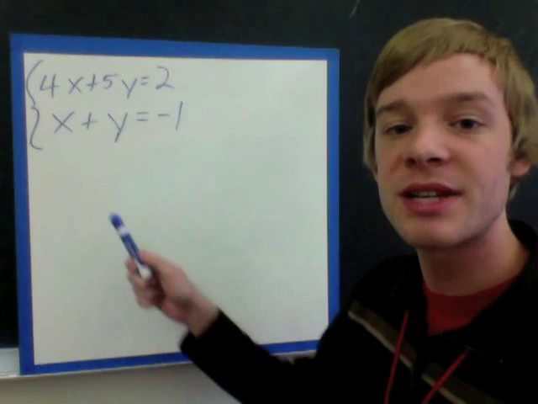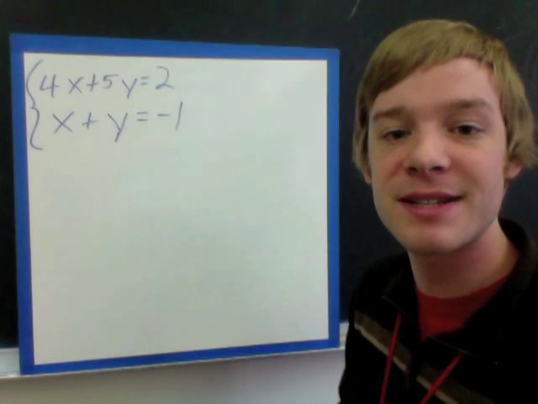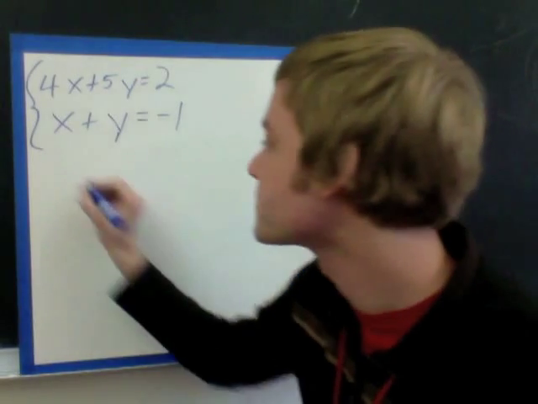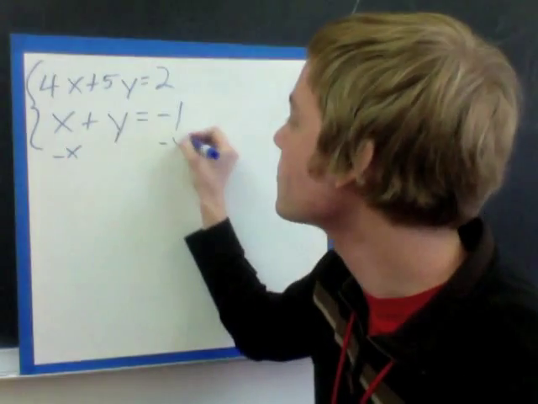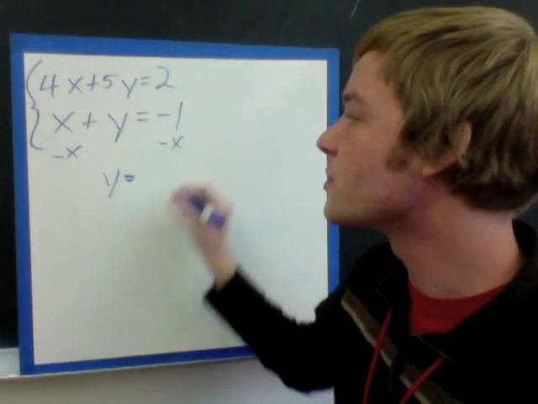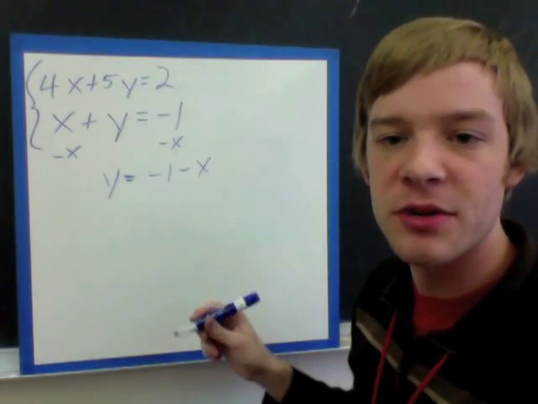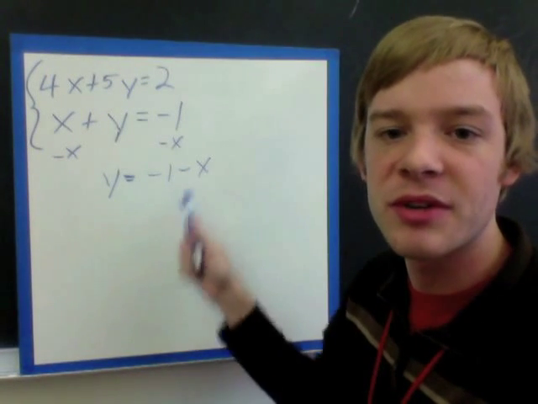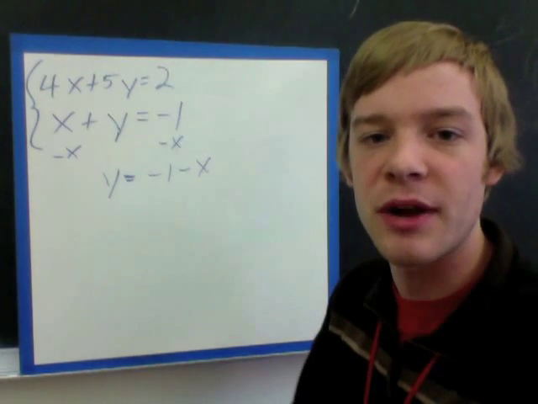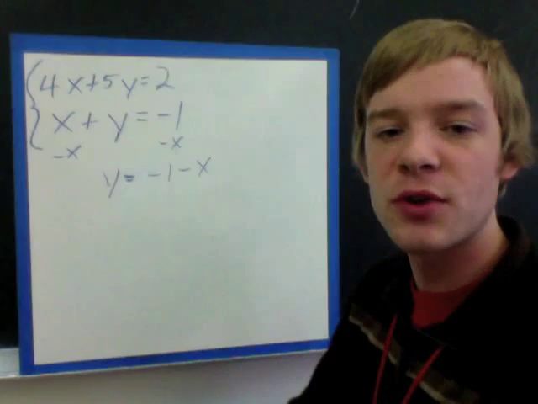So what I'm going to do is take the second equation here and solve for y. To get y by itself, I need to get rid of this x over here. So I'm going to subtract x on both sides. When I do this, I'm going to end up with y equals negative 1 minus x. Now this doesn't need to be in slope-intercept form or anything like that, so I don't need to have the x first. You can have the x first, it won't change your answer, but you don't have to move things around.